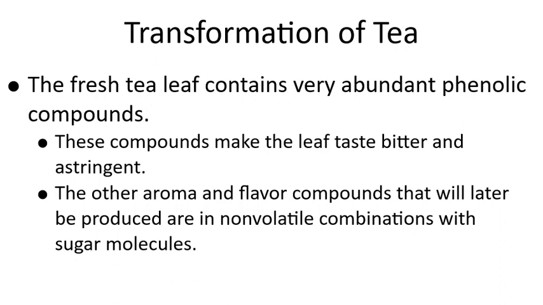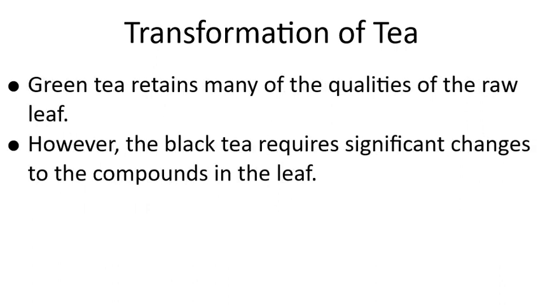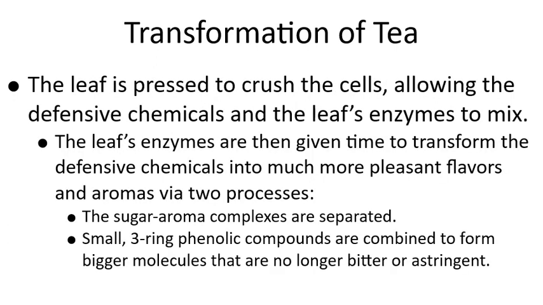The other aroma and flavor compounds that will be later produced exist in non-volatile combinations with sugar molecules inside the green leaf. Now, due to the relatively simple processing, green tea retains many of the qualities of the raw leaf. However, the black tea popular in the West requires significant changes to the composition of those compounds in the leaf. To accomplish these changes, the leaf is pressed to crush the cells. This allows the defensive chemicals stored inside the cells out to mix with a variety of enzymes.